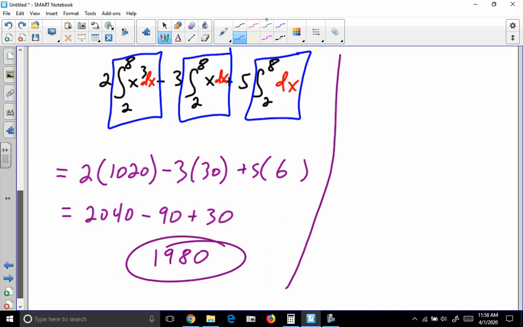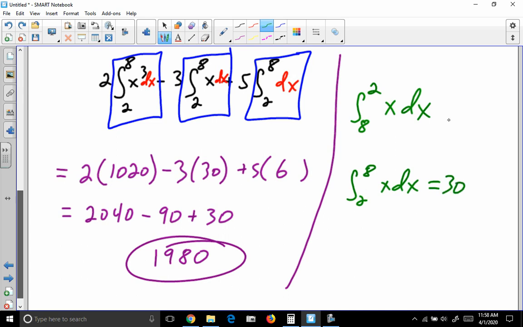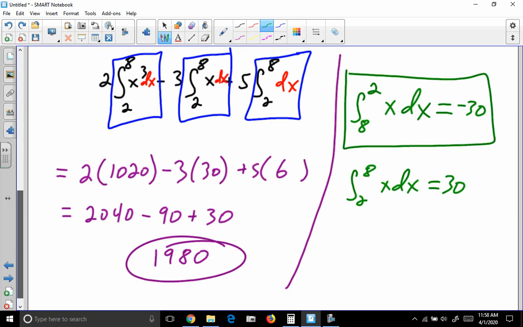Now let's do one more of these. Let's look at the sum from 8 to 2 of x dx. We know the sum from 2 to 8 of x dx is 30. So if we go in the opposite direction, if we go from right to left instead of left to right, then for that one, we just take the opposite of it. And they show us that property.